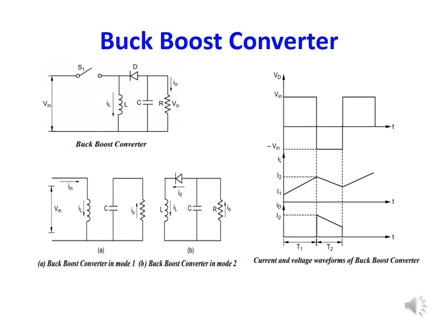Here we have three different waveforms. The first one is VD, voltage across the diode. Second is IL, which indicates the inductor current. And the last one is the diode current, which is given as ID.